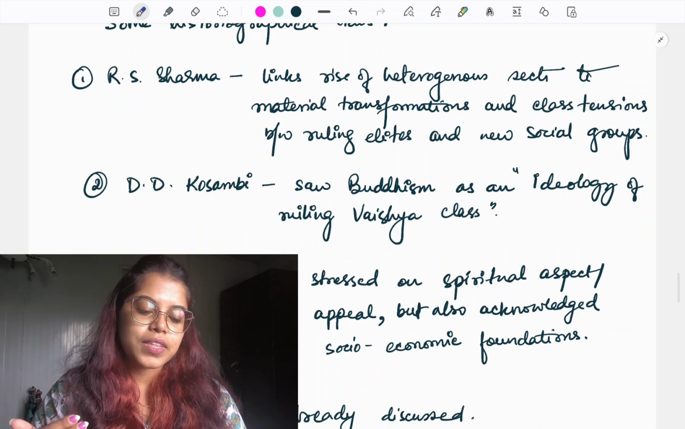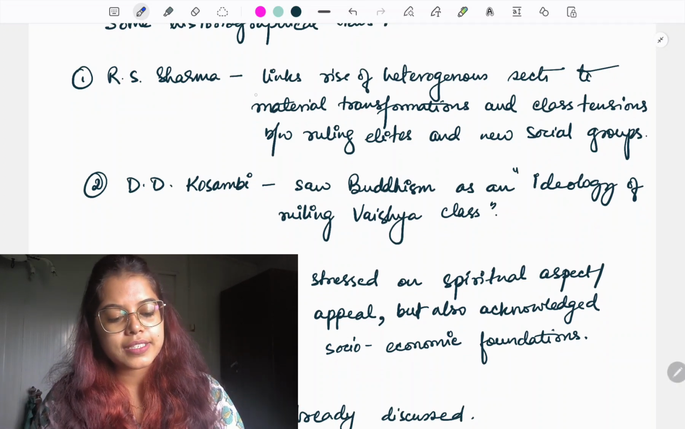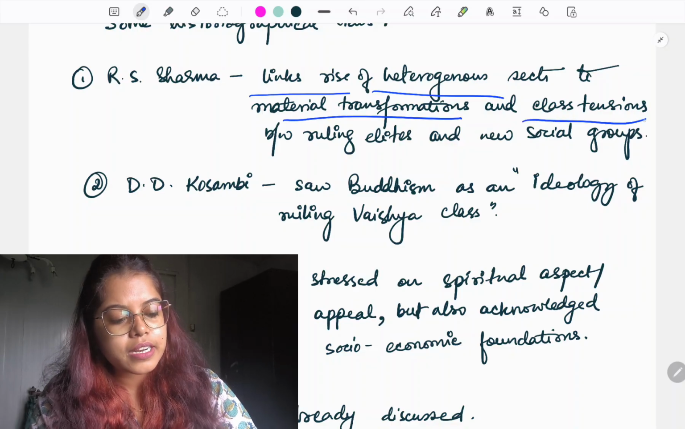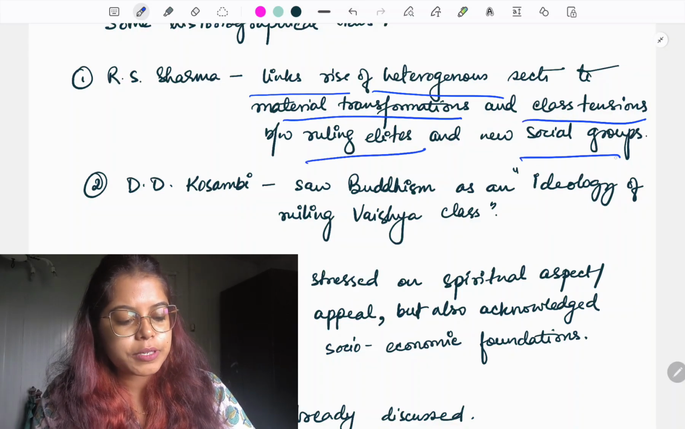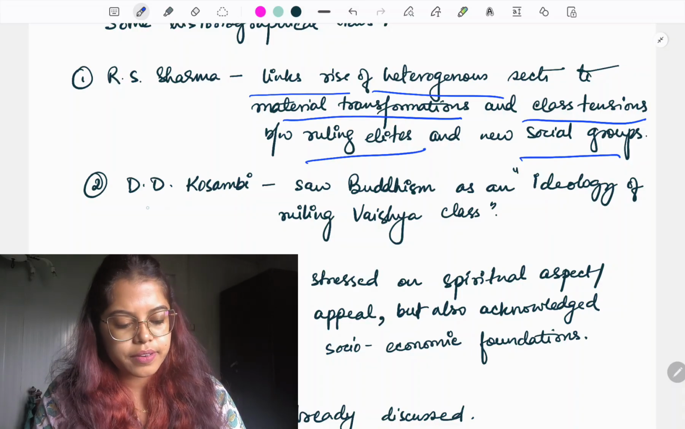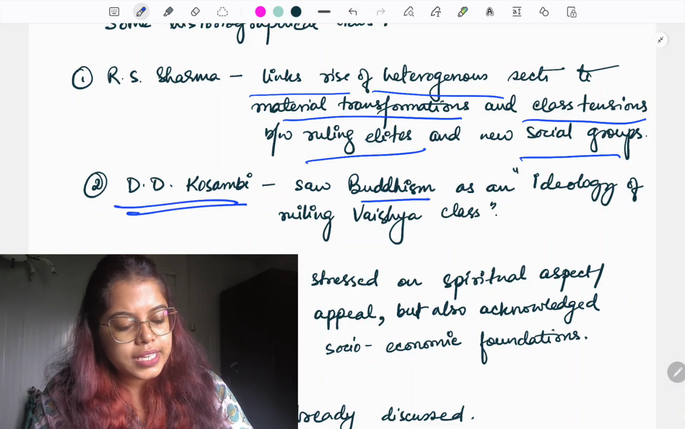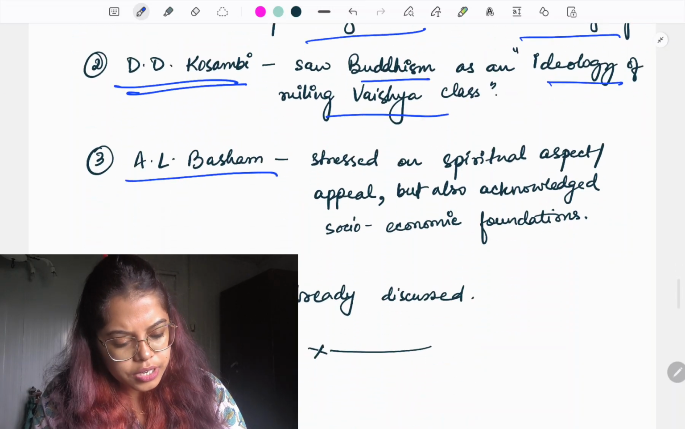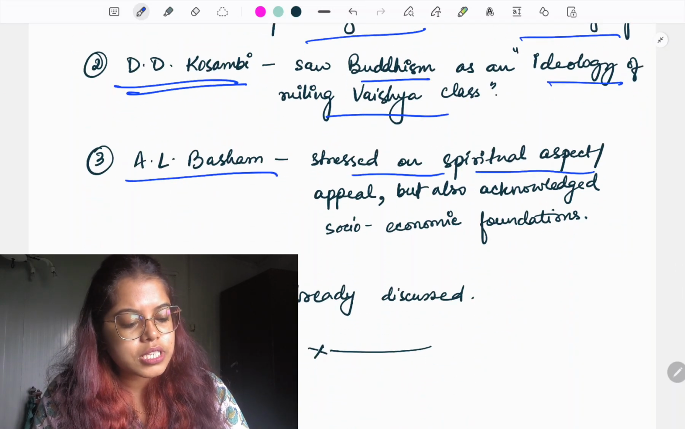Anyways, for now, R.S. Sharma links the rise of heterogeneous sects to material transformations and class tensions between the ruling elites and the social groups, right? D.D. Kosambi sees Buddhism as an ideology of the ruling Vaishya class. According to A.L. Basham, he stressed the spiritual aspect.